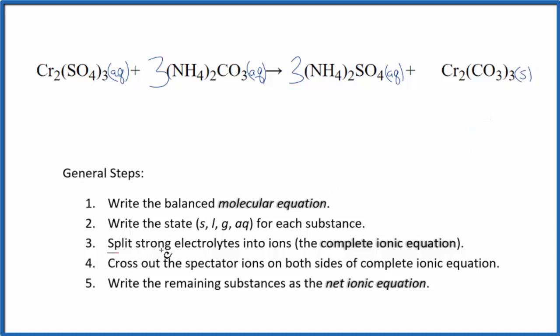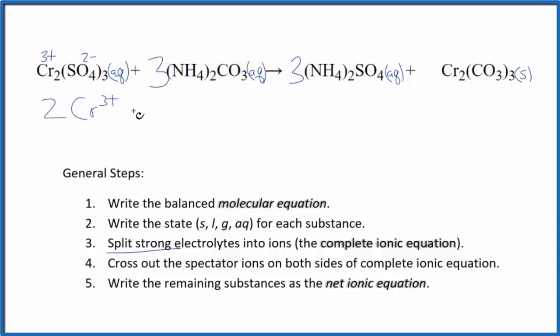Once we have the states, we can split the strong electrolytes into their ions for the complete ionic equation. So chromium, we can't tell the charge just looking at it. It's a transition metal. Sulfate ion, the whole thing is 2 minus. Good one to remember. So 3 times 2 minus, that's 6 minus. We have to have the 3 plus for the chromium, so this is all a neutral compound. So chromium 3. So we have 2 chromium 3 ions.